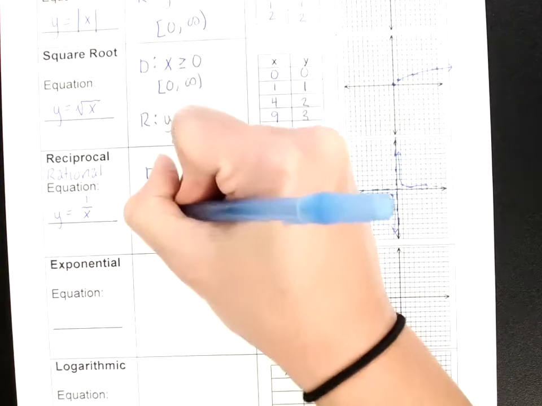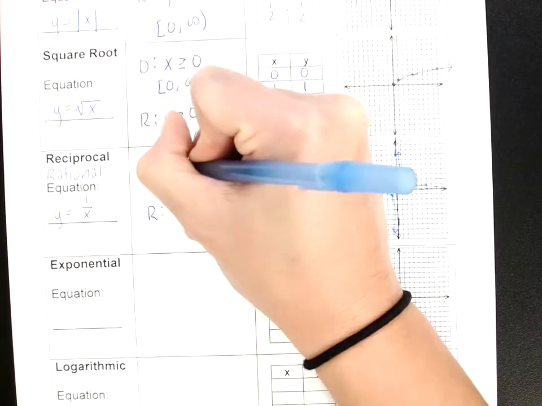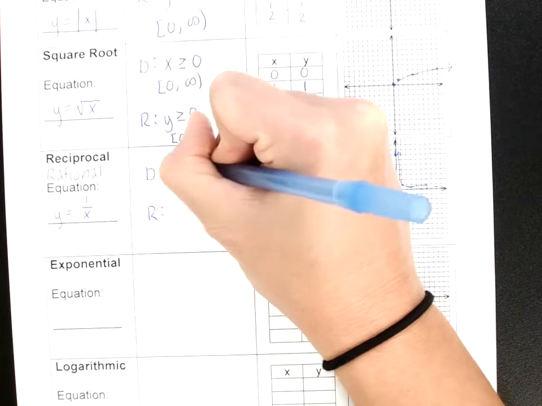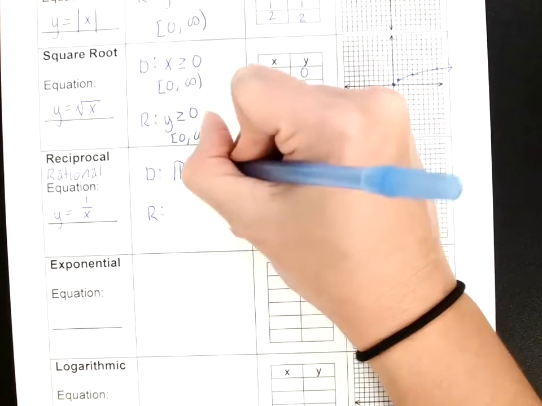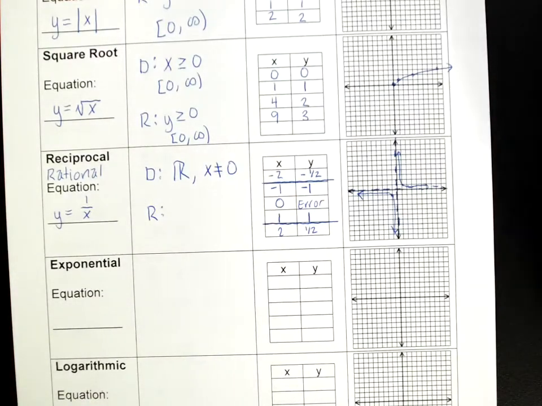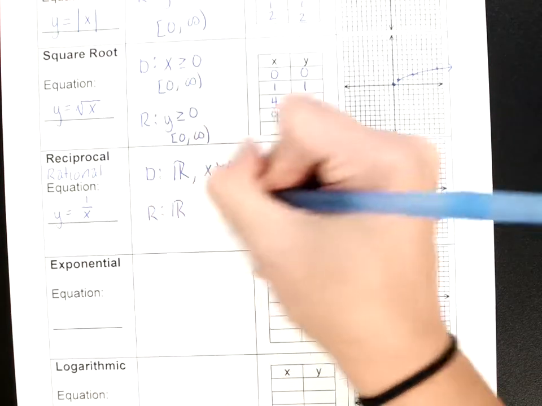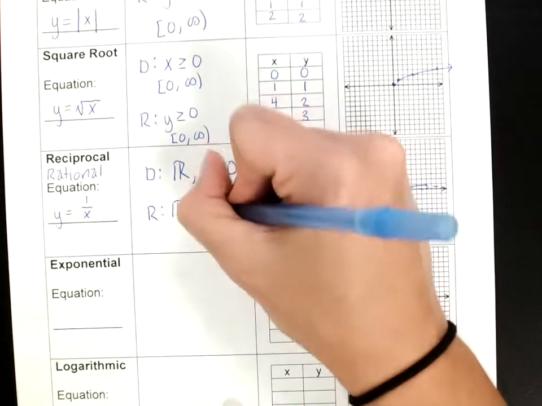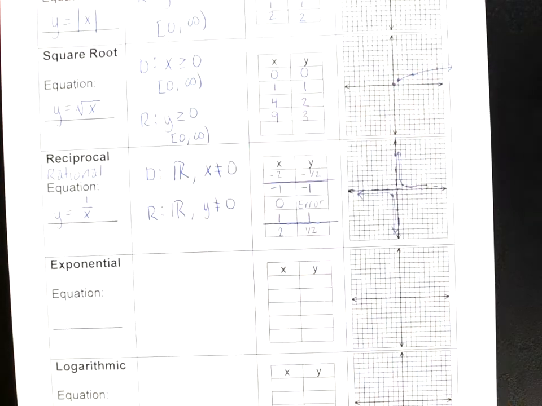So our domain and our range here is kind of tricky. It is all real numbers, except x doesn't ever equal 0. Same thing for our range. It goes up and down, but it never actually crosses at 0.